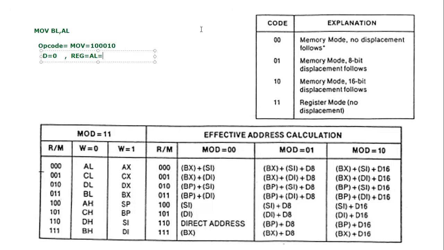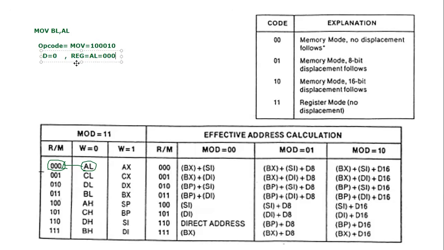Look, in this table, this is a very important step. You need to find AL. Look, this is AL, and for AL you have the value 000. This value is basically for the register field as well as for memory R/M, and for registers you can use them both. So the AL value is 000, and it's a 3-bit field. It confirms its value.